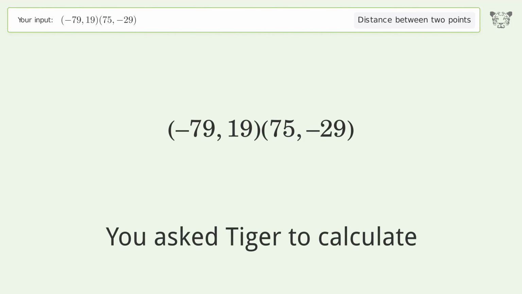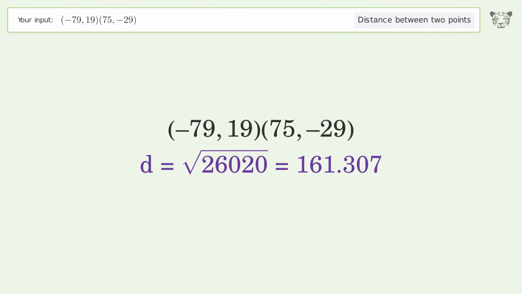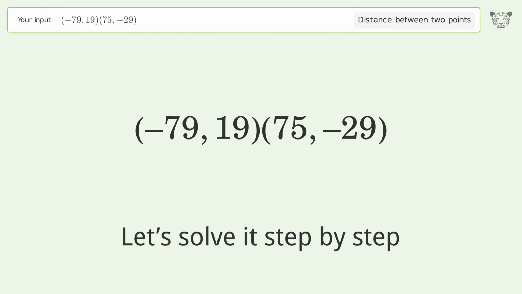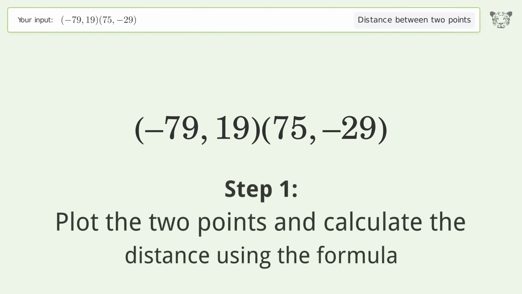You ask Tiger to calculate. This deals with the distance between 2 points. The distance between the 2 points is the square root of 26,020, or 161.307. Let's solve it step by step. Plot the 2 points and calculate the distance using the formula.